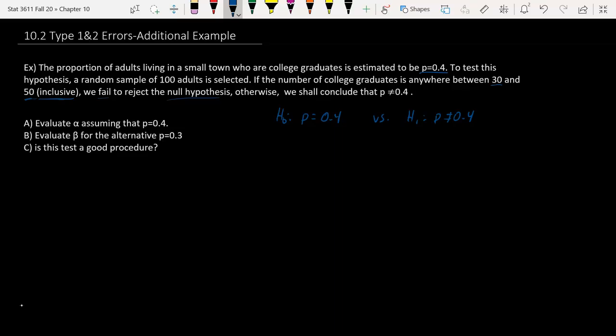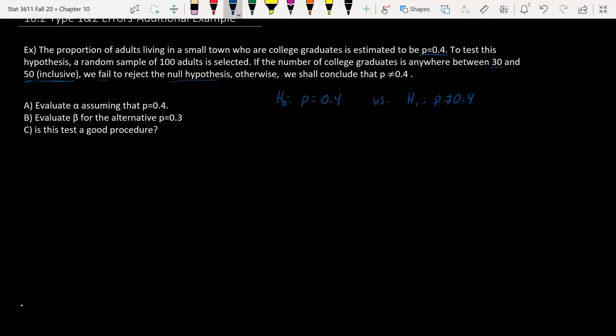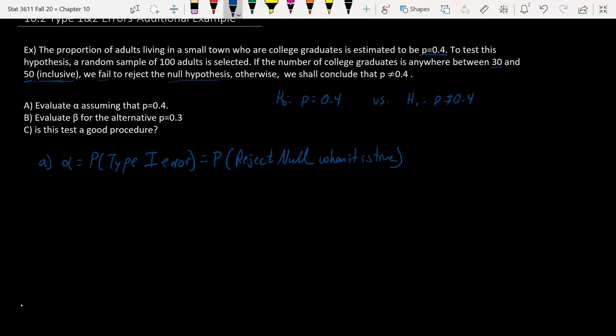So A, evaluate alpha, assuming that P is equal to 0.4. Alpha is the type 1 error. So let's take a look at alpha. Remember from the previous video that it is the probability of a type 1 error. And what is a type 1 error? That's the probability that you reject the null when it is true. It's making a mistake when the null hypothesis is true. So what's the probability that we reject the null when it is actually true?